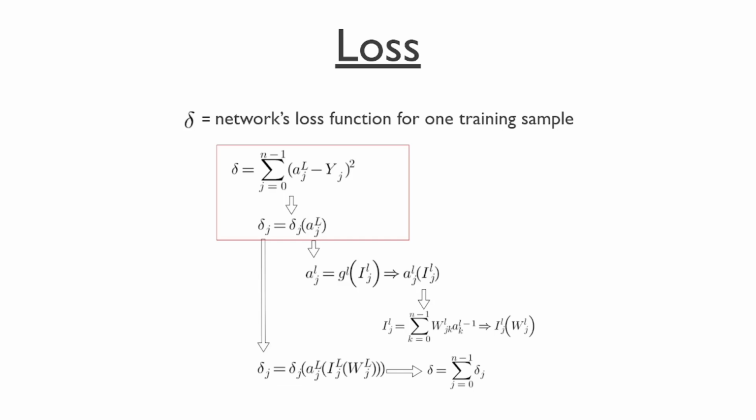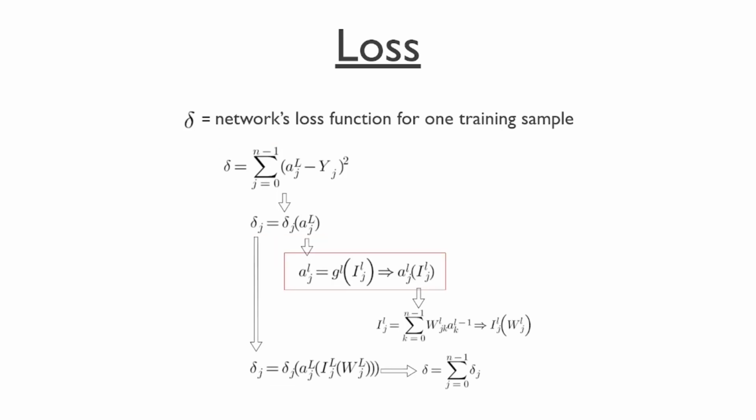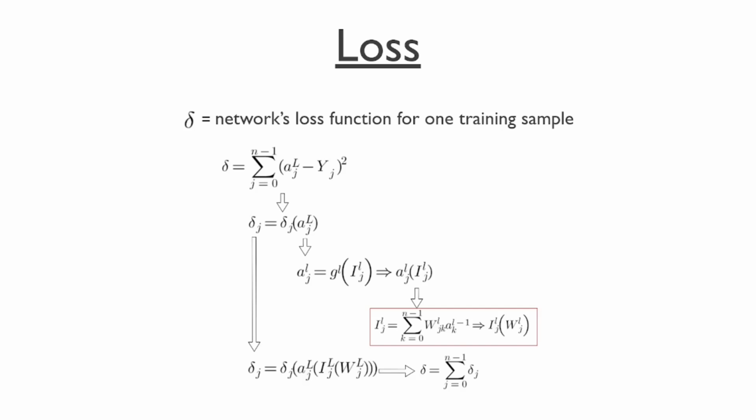This way we can think of the loss at node j as a function of the activation output of that node. And since we have already seen that the activation output of a node can be expressed as the activation function of that layer applied to the node's input, we can think of the activation output as a function of the input that goes into that node. We also know that the input to our node is computed as the summation of the products of the previous layer's activation outputs and the weight of the connections that connect them to the node. We can therefore think of this input as a function of our weights.